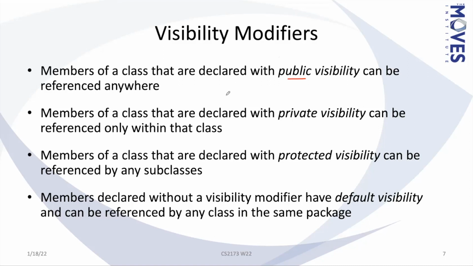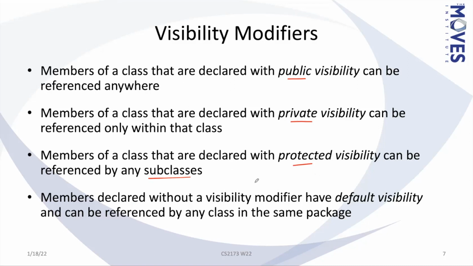Now, when I say members, think about either the data, the instance variables, or the methods. So private visibility can only be referenced by an object of that class. In other words, the only code that can access something with private visibility is a method within that class. And now protected can be referenced by subclasses. What are subclasses? We'll talk about that later. So for right now, don't worry about protected.